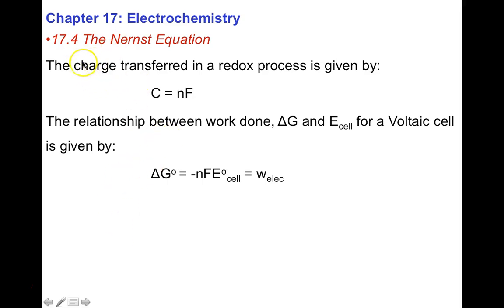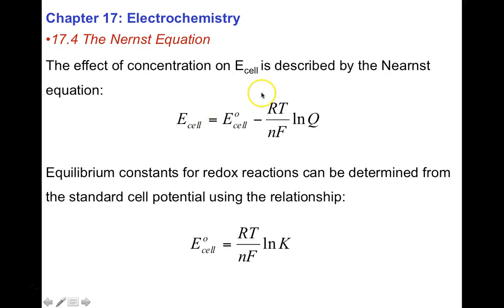Okay, so summarizing, the charge transferred in a redox process is given by the number of electrons transferred multiplied by Faraday's constant. A delta G0 for an electrochemical process is just equal to the negative of the number of electrons transferred multiplied by Faraday's constant multiplied by the standard cell potential.